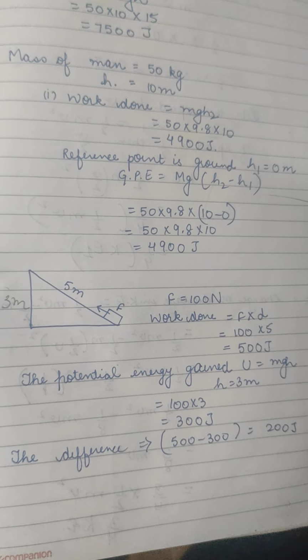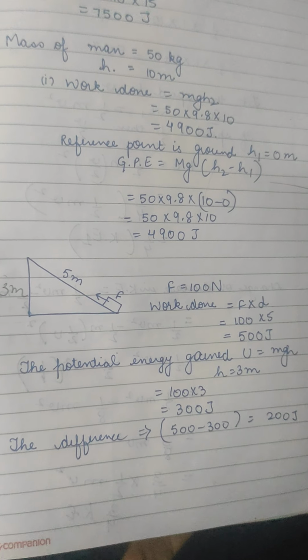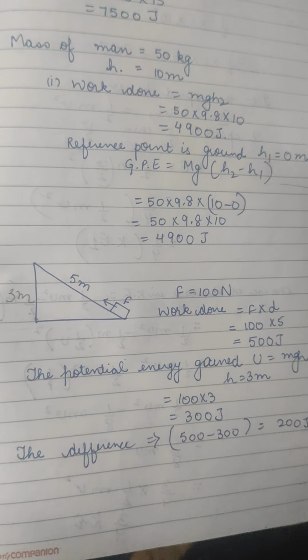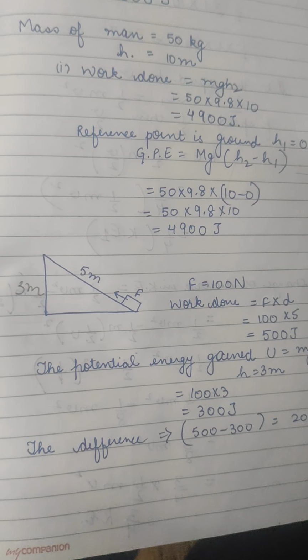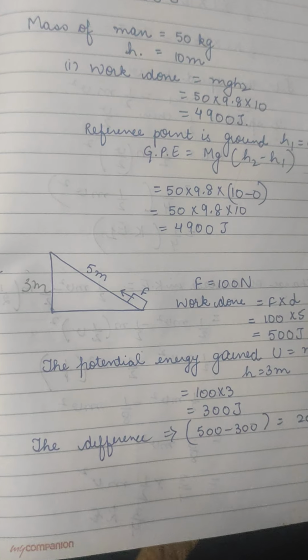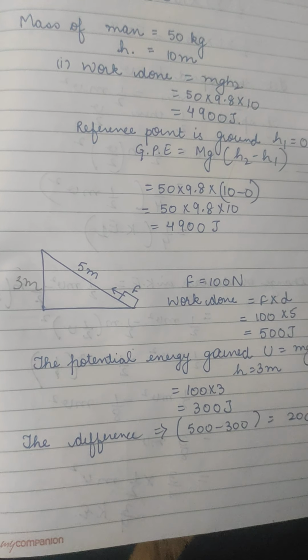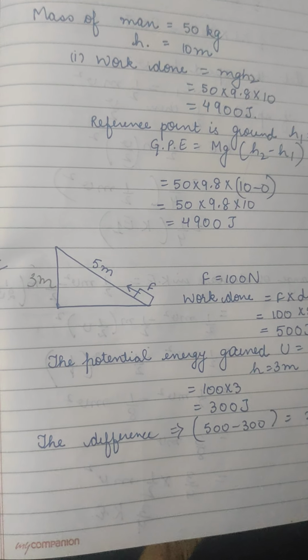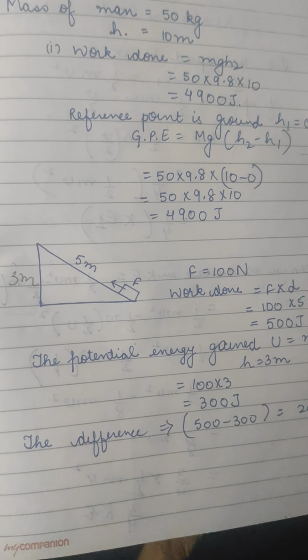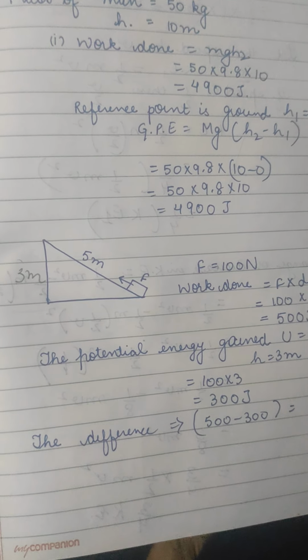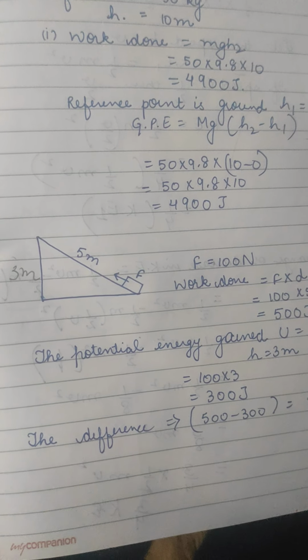You have to calculate the potential energy, and you have to calculate the work done by the force F in moving the block A 5 meter along the slope. So the work done will be force into displacement, which comes out directly to 500 joules.